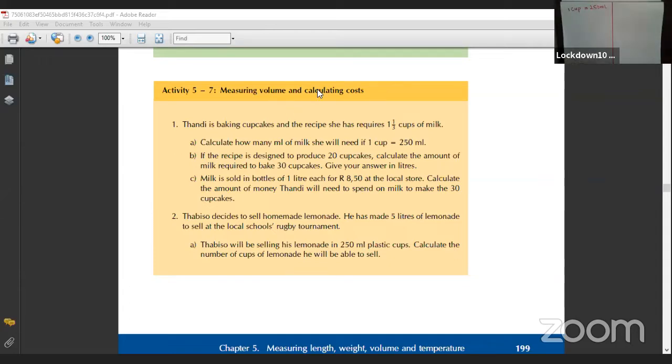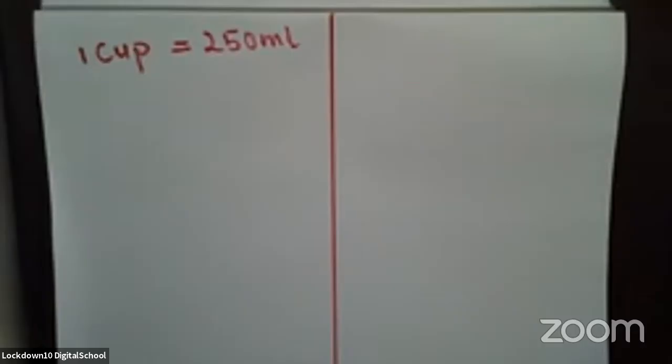We need to figure out how many milliliters we need. I'll try to speak a little bit slower. The information we are provided with is that 1 cup is equal to 250 milliliters. So we need to figure out how many milliliters there are in 1.5 of a cup. That is what we need to figure out, guys. Let's see how we can do this.